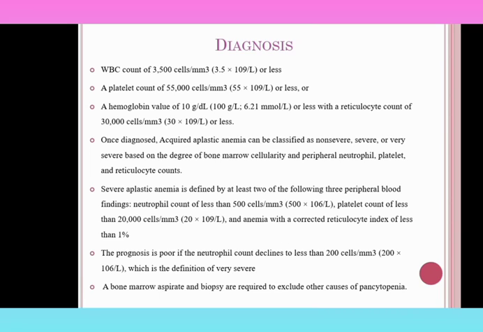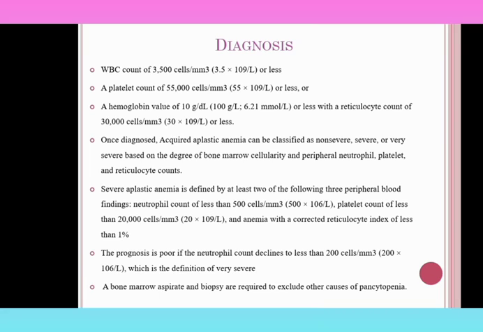Once this is diagnosed, acquired aplastic anemia can be classified as non-severe, severe, or very severe based upon the degree of bone marrow cellularity, and also depending upon the peripheral neutrophil counts, platelet counts, and reticulocyte counts. Severe aplastic anemia is defined as having at least two of the following three peripheral blood findings: neutrophil count less than or equal to 500 cells, platelet count less than or equal to 20,000 cells, and anemia with a corrected reticulocyte index of less than or equal to 1%. Such diagnostic conditions can be seen in severe aplastic anemia.